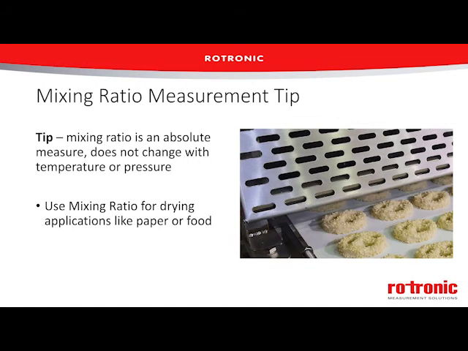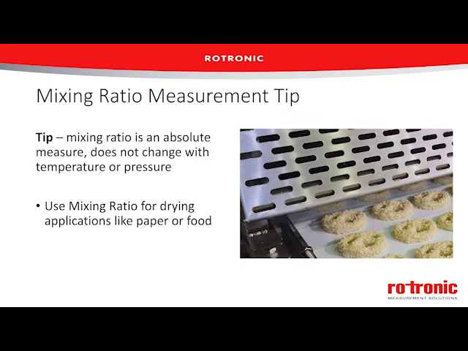Mixing ratio is, as an absolute measurement, a good one for drying applications, like you see here. In the picture, those look like pretzels being made, or dog biscuits or something like that, where you can measure the output of the dryer or the oven, and based on the content of water vapor, you can make a correlation with the item that you're baking or drying, and correlation with the moisture content.